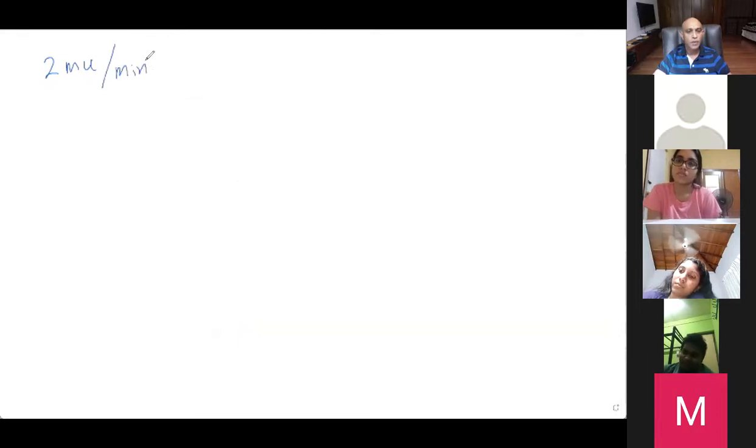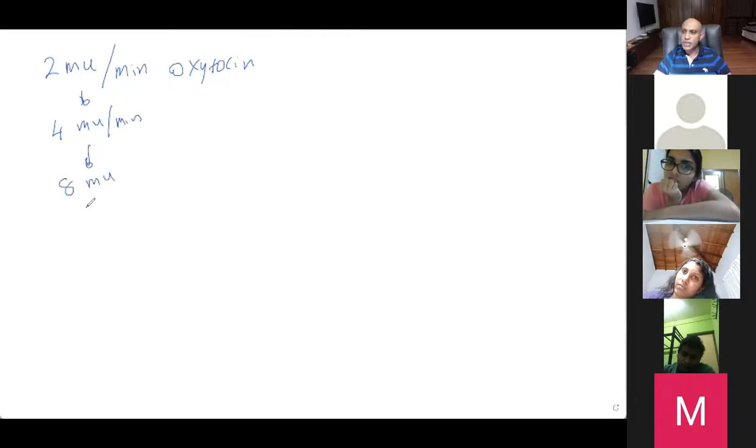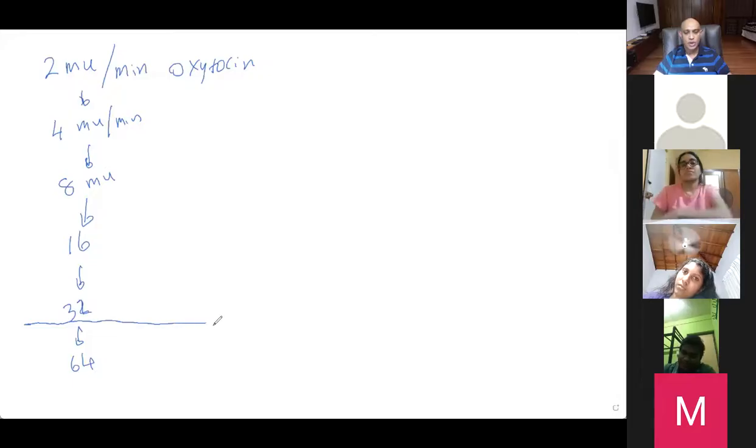See, what we require for labor, to continue labor, we should start with 2 milli-units per minute of oxytocin. Got it? Then we increase this to 4 milli-units per minute. Then we can increase this to 8 milli-units, because for oxytocin, we double the doses all the time. Then we increase to 16, then to 32, then we can increase to 64 maximum. Now this is the normal labor room requirement or patient requirement.